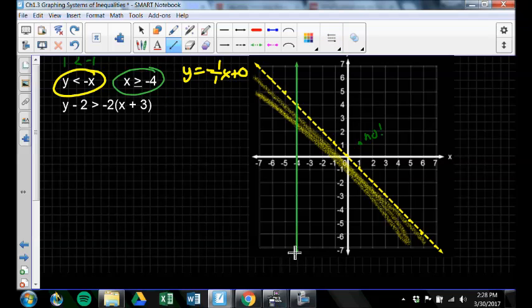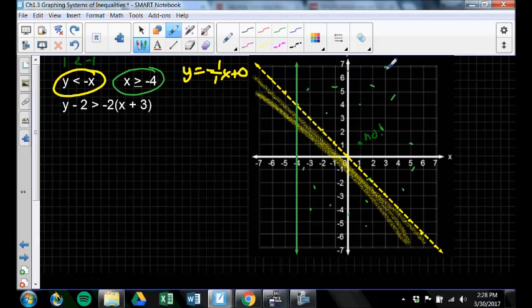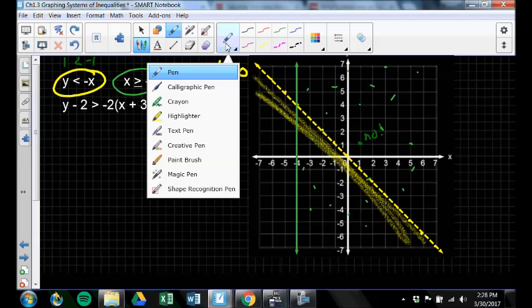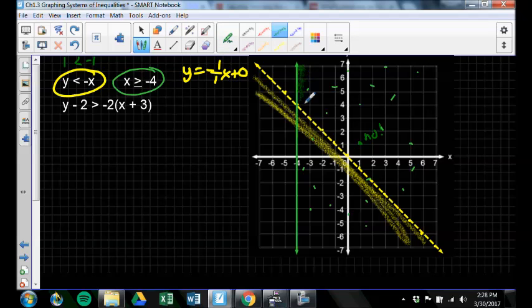If x is greater than negative 4, I'm looking for all the points that have an x value greater than negative 4. Well, this has an x value greater than negative 4. It's 1. This has an x value greater than negative 4. It's 5. Every single point over here has an x value greater than negative 4. I don't care about the y values, just the x values. So it's going to shade like this. So right now, I know I'm going to be looking at something in this triangle eventually. But let's see what this third line does.